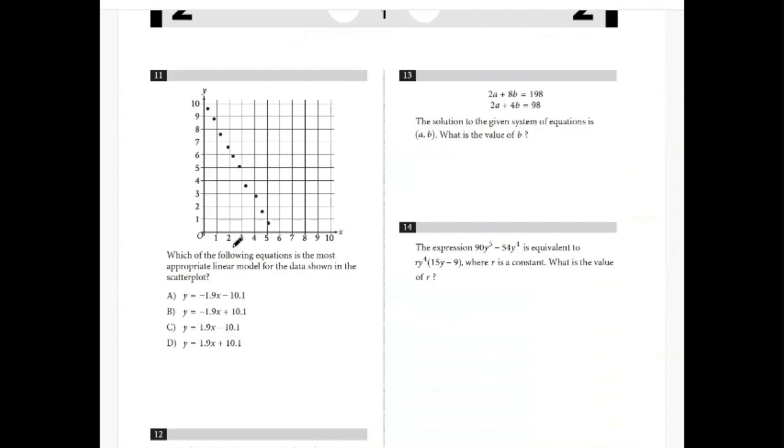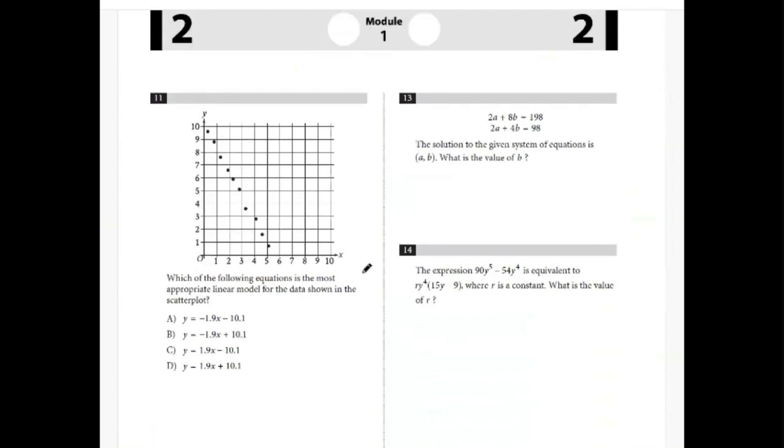Question 11, which of the following equations is the most appropriate linear model for the data shown in the scatter plot? Since this is decreasing, C and D are automatically wrong. And if I look at somewhere around 0, it should be somewhere like 10, right? So I could eliminate A because when x is 0, it's somewhere near 10, not minus 10. So 11 is B. B is correct.